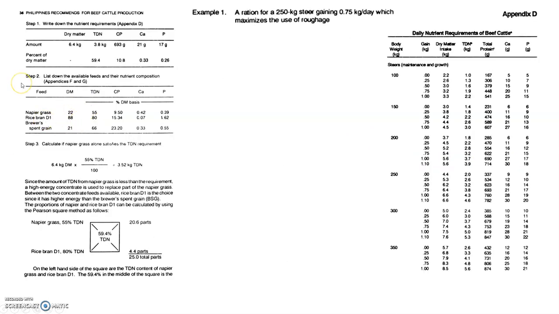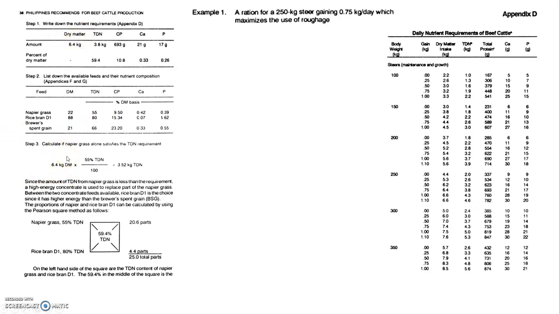Again, in order to calculate those things, you need to identify the nutrient requirement of the animal as well as the nutrient composition of the feed available. Now, since we are using this method of maximizing the use of roughage, let us first identify whether the roughage you give the animal can satisfy the total digestible nutrient requirement, if it can fill that. So, in this case, this is the dry matter requirement of the animal: 6.4 kilogram dry matter.